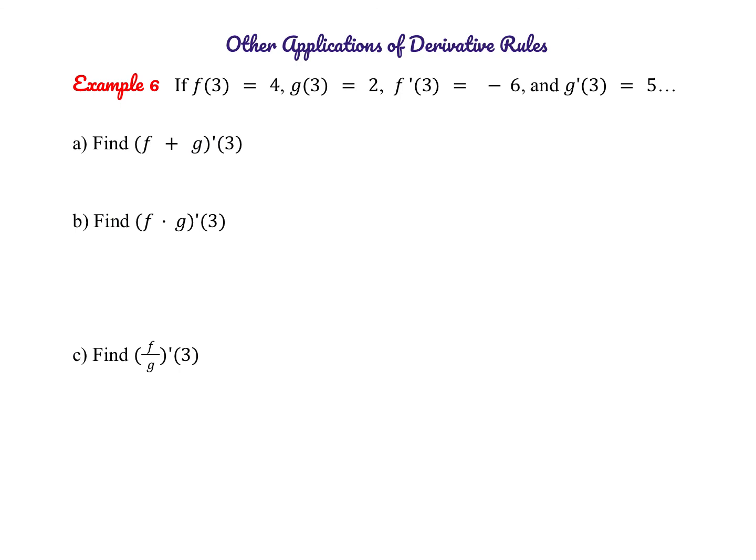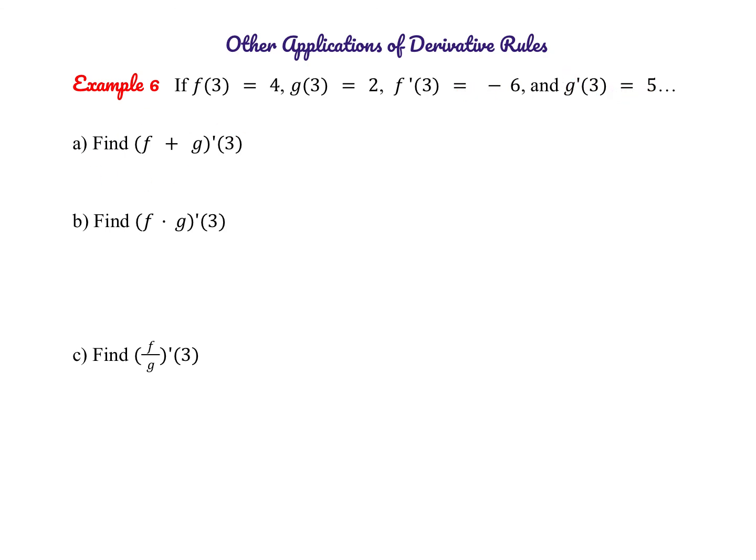So last thing we're going to talk about is some other applications of our derivative rules. So we're going to see how we can actually use our derivative rules to help us find different derivatives given different pieces of information about the function. So here we actually don't know what the functions are, but we have information about f of x and g of x. So here we are told that f of 3 equals 4, g of 3 equals 2, f prime of 3 equals negative 6, and g prime of 3 equals 5.